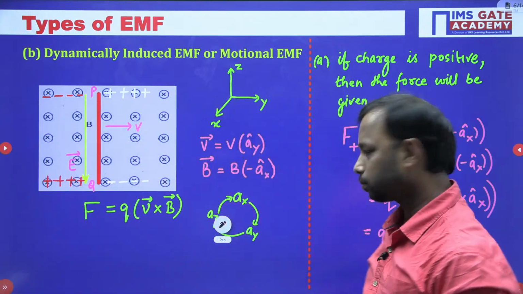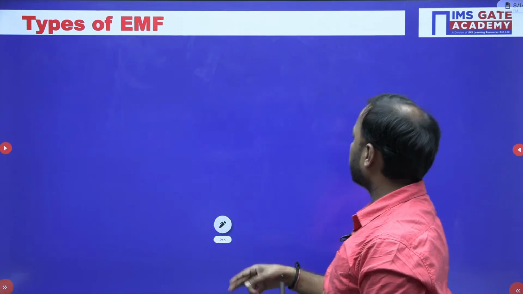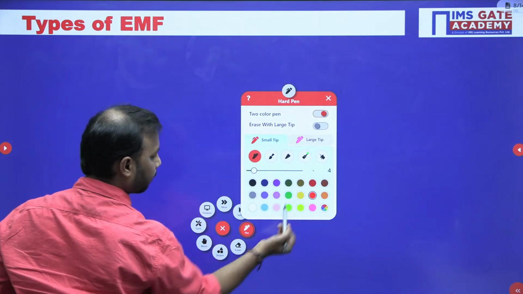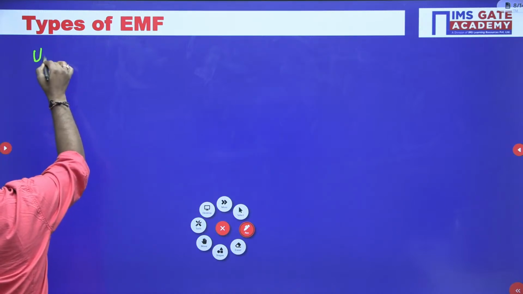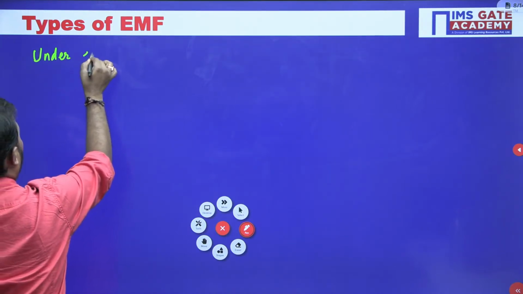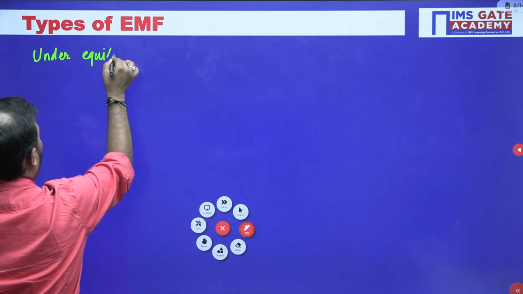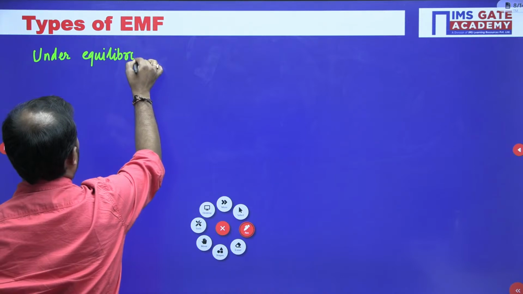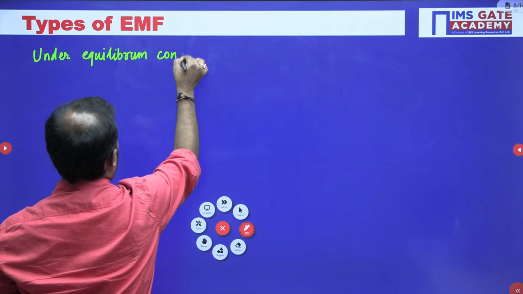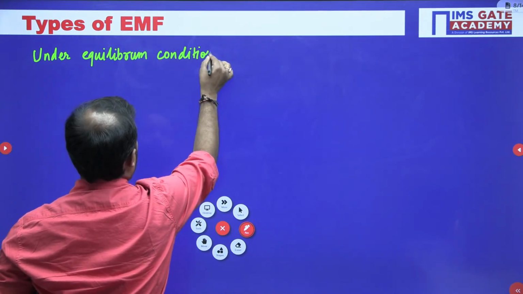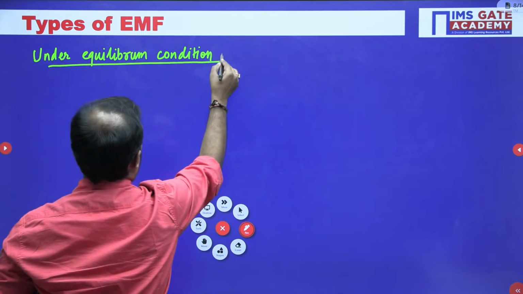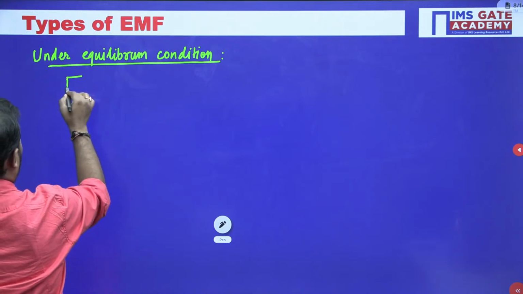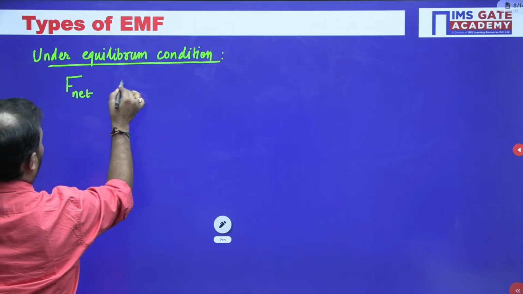ठीक है? Now under equilibrium condition, क्या होगा? नेट फोर्स ऑन अ चार्ज F net, it will be 0.